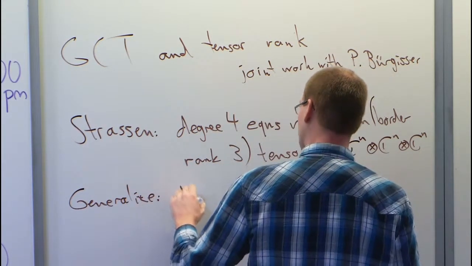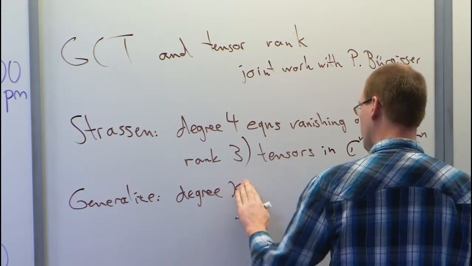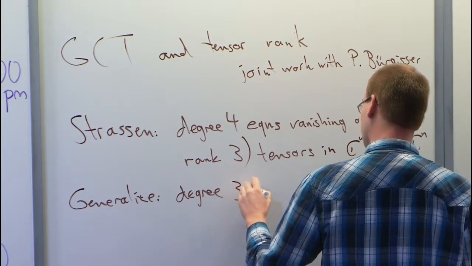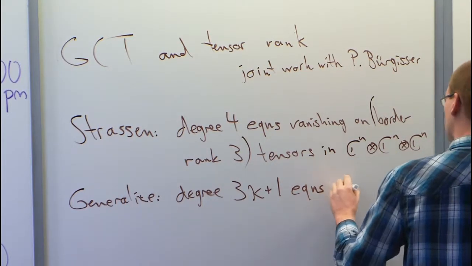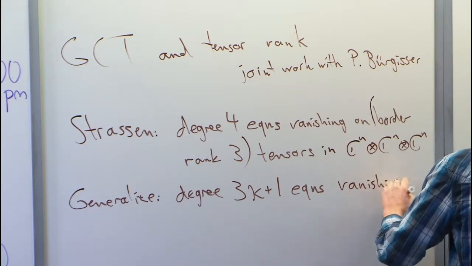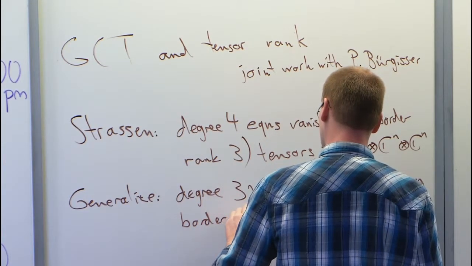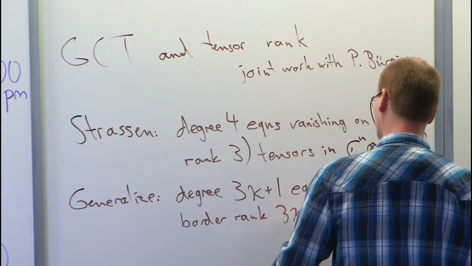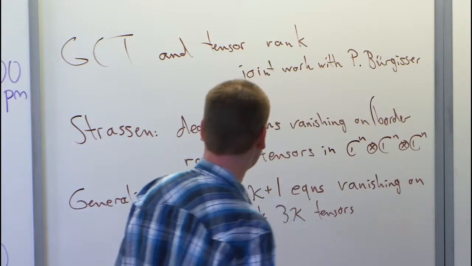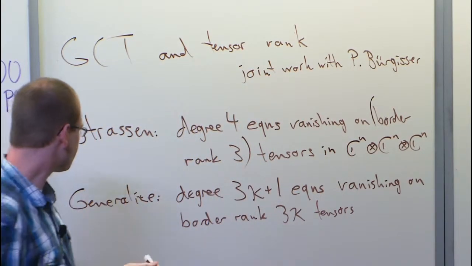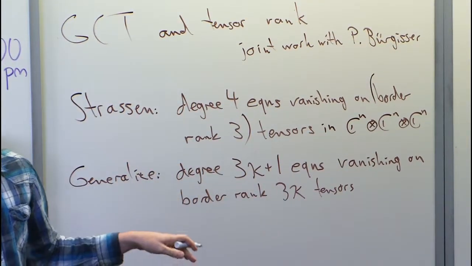And we generalize this to degree kappa. Oh, the degree is a bit higher. It's 3 kappa plus 1 equations. This is the equation, and it vanishes on border rank 3 kappa. Do you find all or some? Some. I just find some, and I just take these and generalize them. I don't say anything about whether I found all of them.